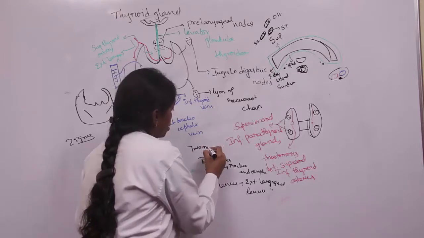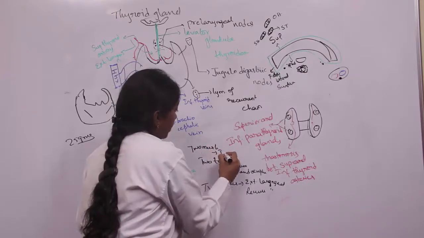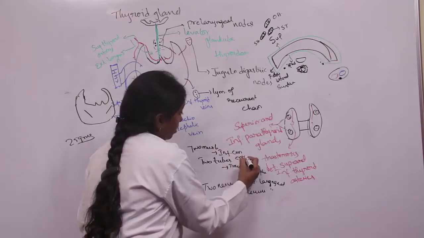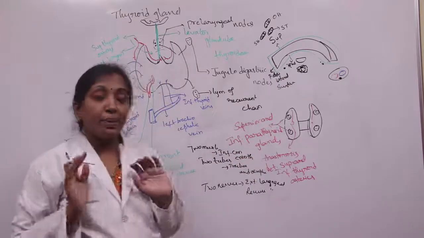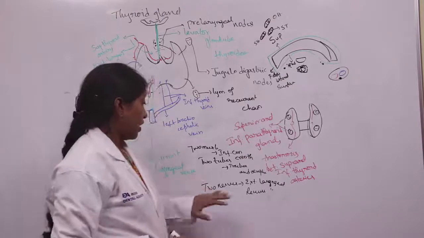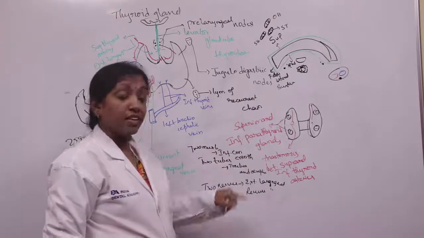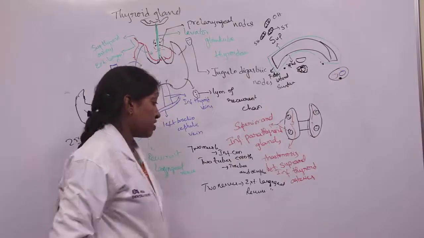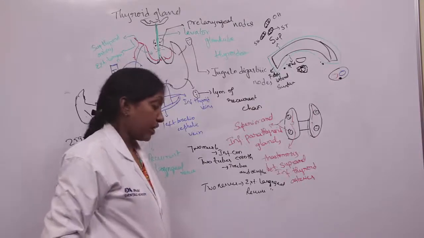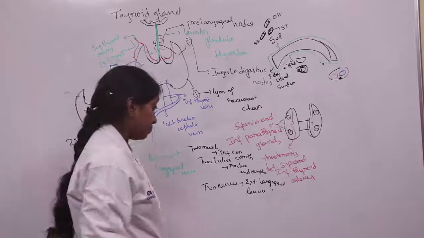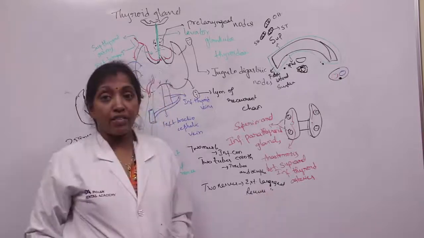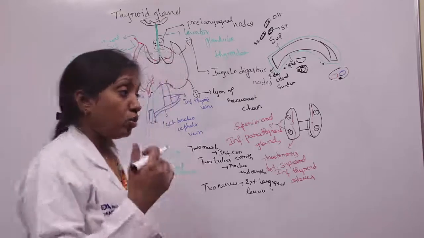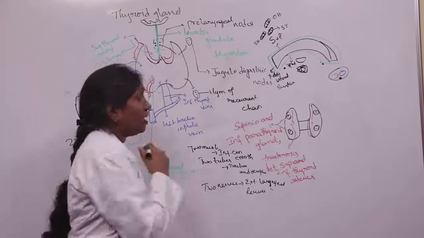Two muscles, what are those two muscles? It is related to inferior constrictor as well as cricothyroid. So the medial surface is related to two muscles, inferior constrictor and cricothyroid, two tubes, trachea and esophagus, two nerves, external laryngeal and recurrent laryngeal nerves, and two arteries, superior thyroid artery as well as inferior thyroid arteries. So that's about the medial surface.